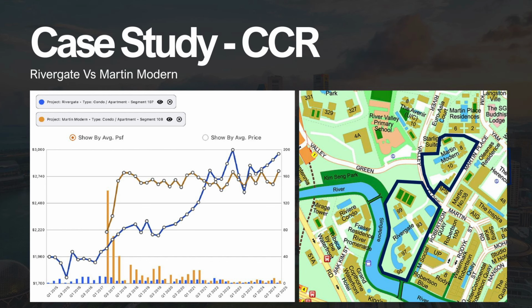And lastly, we'll talk about the core central region. Same thing, it's the exact same framework. It will be Rivergate versus Martin Modern. Look at how close they are. They are just side by side.